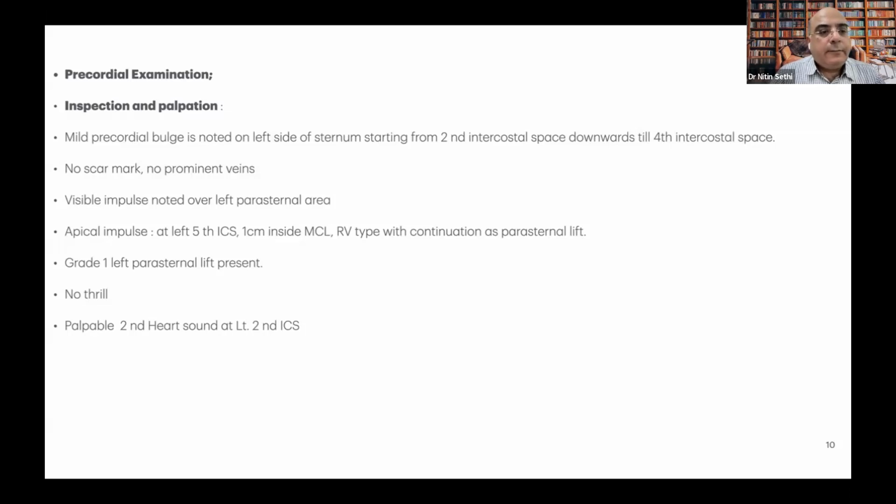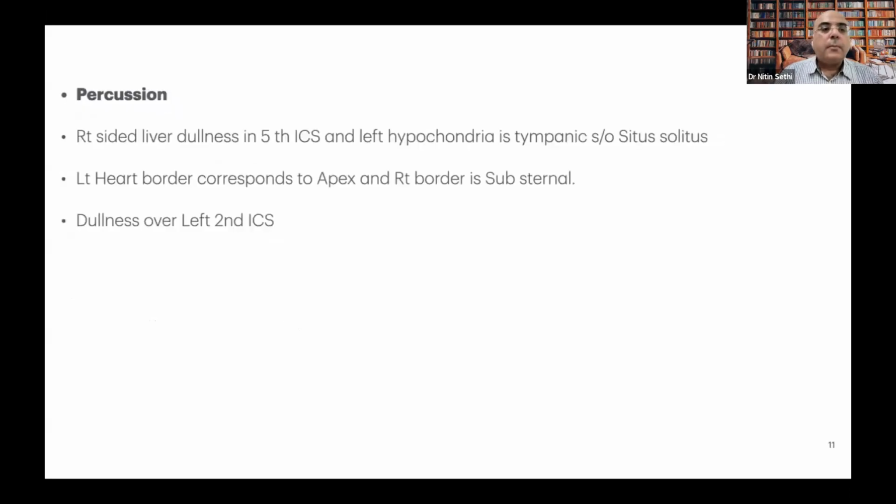A grade 1 left parasternal lift was present. However, no thrill was palpable. But there was a palpable second heart sound at the left second intercostal space. Then on percussion, the right-sided liver dullness was noted in the fifth intercostal space, and left hypochondrium was tympanic, suggestive of situs solitus. Left heart border corresponded to apex, and the right border was substernal. A dullness was noted over the left second intercostal space.